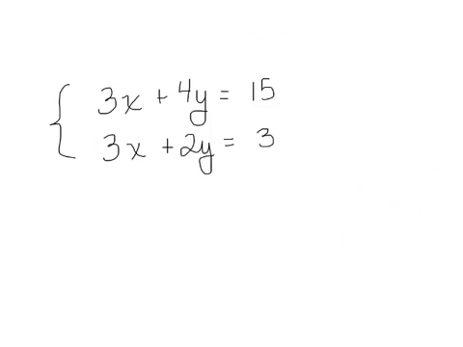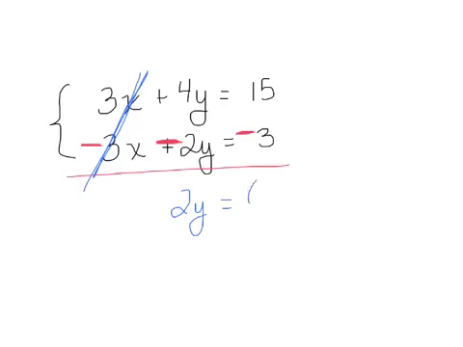Let's look at another. In this case, I look at this and say, well, what can I eliminate? If I try to add them, I get 3x plus 3x, which would give you 6x, and 2y plus 4y, which would give you 6y. So nothing is able to cancel out. Instead of adding, we're going to subtract the second equation, in which case I need to make sure I subtract everything. In this case, the 3x's will cancel out. 4y minus 2y is 2y. 15 minus 3 is 6, so y is equal to 3.